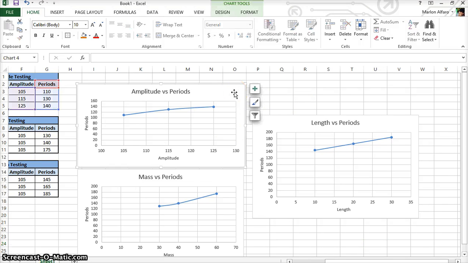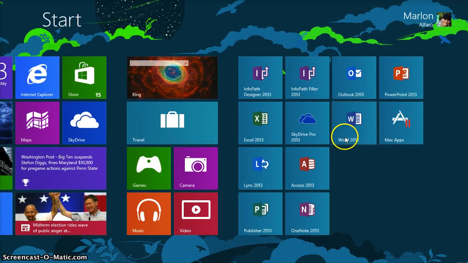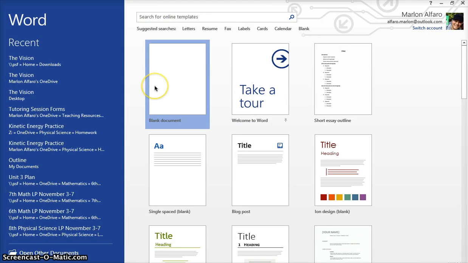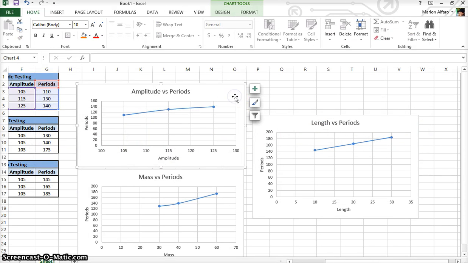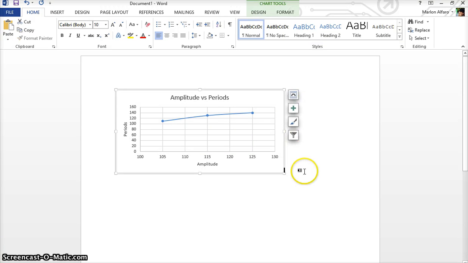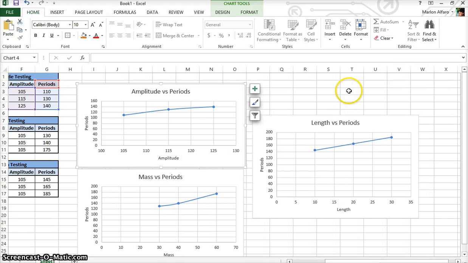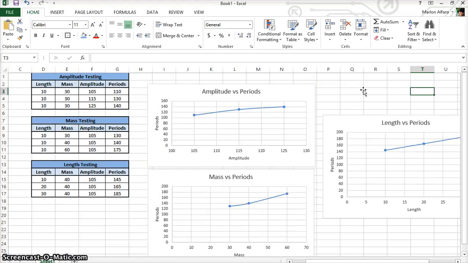Once you have these graphs, you can easily go to a Word document. You could go to a Word document and you can do Control C and then Control V into your report, and you could easily paste your graphs. But create them in Excel before you put them into Word. I know Word gives you an option to create a graph. Do not use Word. Use Excel and then paste it into Word.